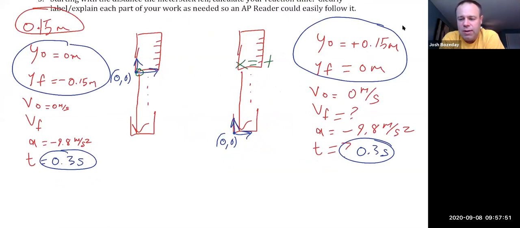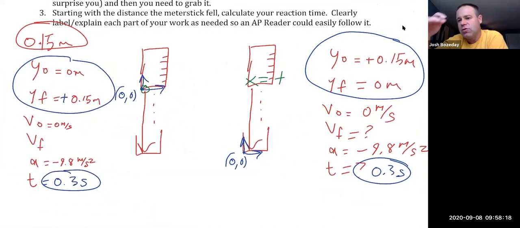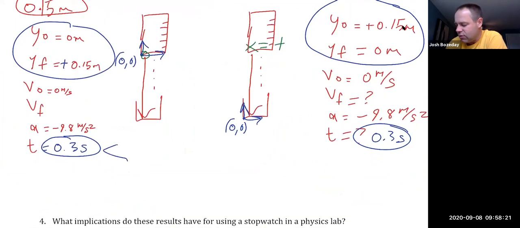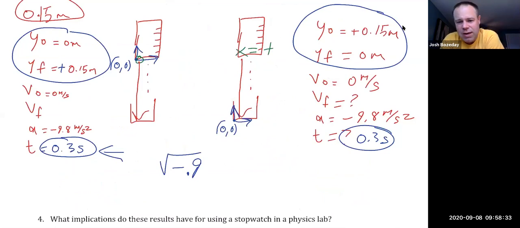And the moral of the story that I want to drive home here is 2 things. Number one, you always got to draw your picture. Drawing your picture and putting 0, 0 in the picture will really help you figure out what your initial position and your final position are, okay? If you don't do that, then maybe you would have accidentally put a positive here when it should have been a negative. And then as you're doing your calculations, all of a sudden you're taking the square root of like negative 0.9 or something, and you're like, wait, I can't square root a negative number.